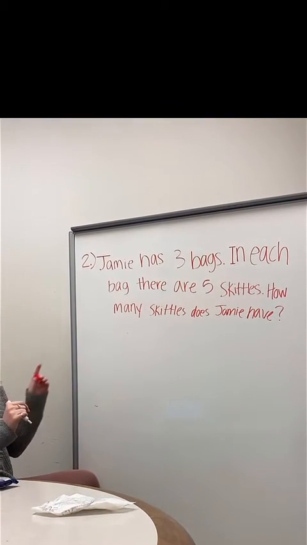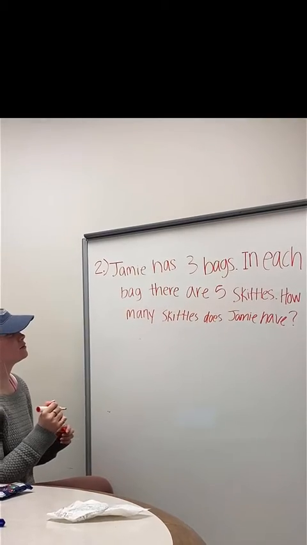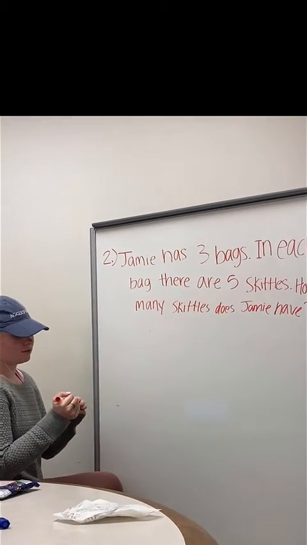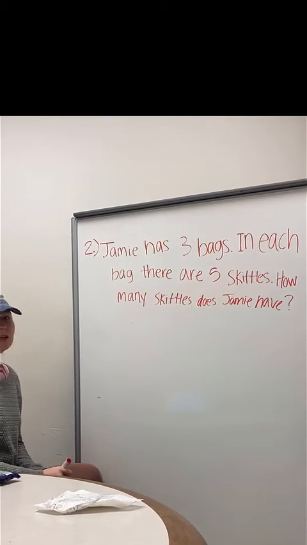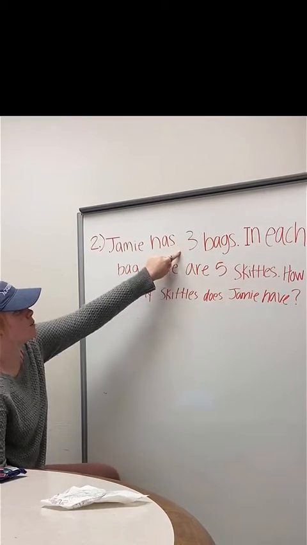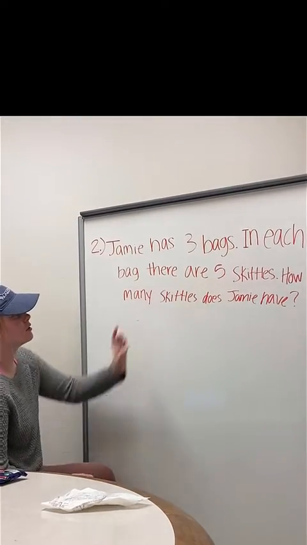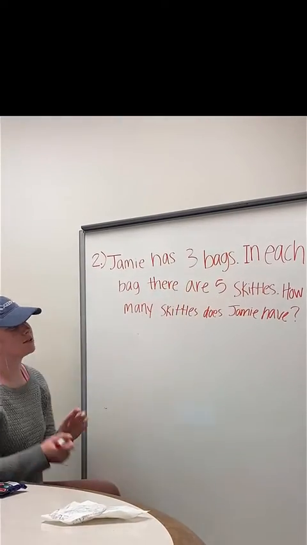So this is our second problem. Before I go into detail, I'm just going to read it out. Jamie has 3 bags. In each bag, there are 5 Skittles. How many Skittles does Jamie have? So this is an equal groups unknown product problem because there's 3 bags, and in each bag there's 5 Skittles. So 3 bags is our group, and 5 Skittles is the size.